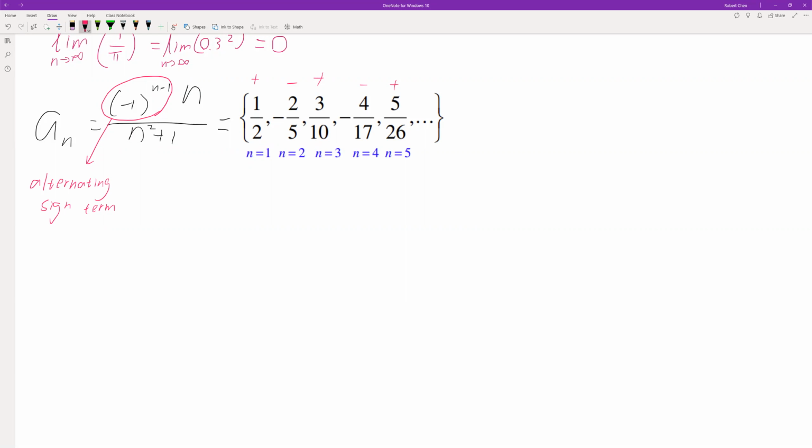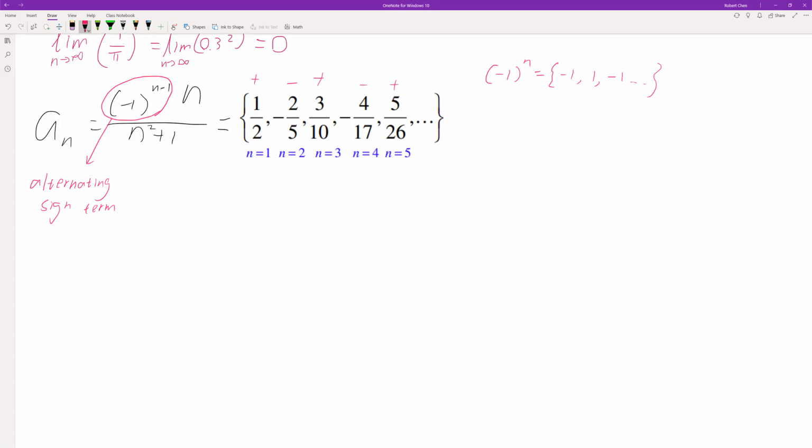Right. So the -1 here is actually very subtle. It just makes the first term positive. Now, if you want the first term to be negative, then you can just have n, right? So if you just have (-1) to the nth power, then it will look like -1, +1, -1, right?